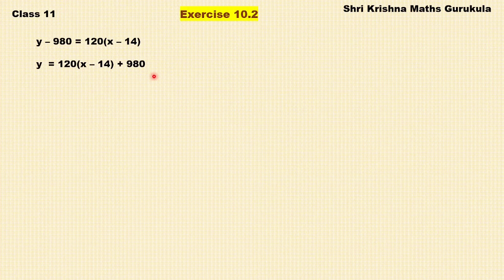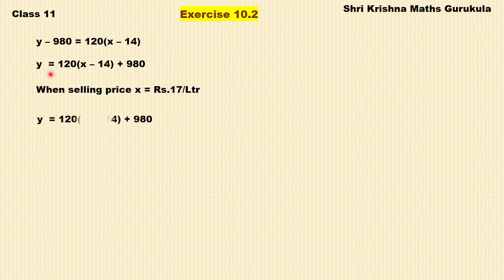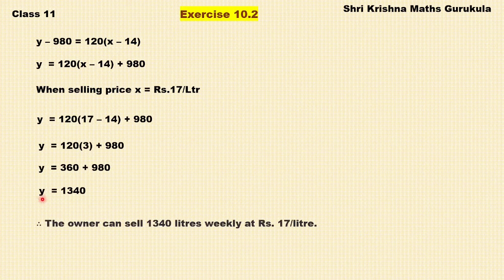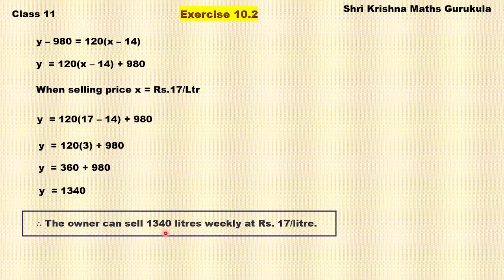Now we have got a linear relation between selling price and demand. Now you put any selling price, and we can find the demand at that price. We will put the selling price x as 17 rupees per liter and find the corresponding demand. So y is equal to 120 into (17 minus 14) plus 980. On simplification, we get the demand, or y value, to be 1340. So the owner can sell 1340 liters weekly at the rate of 17 rupees per liter. Or we can also understand that when the demand for the milk increases to 1340 liters per week, the selling price would be 17.